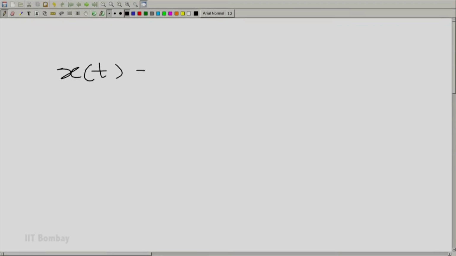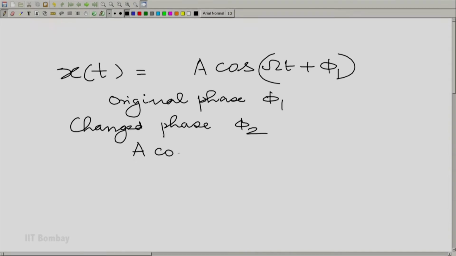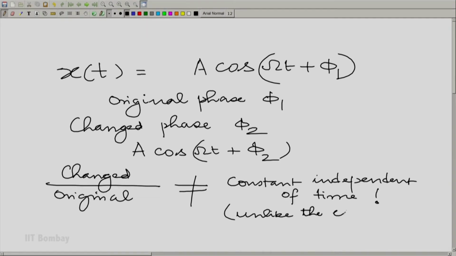Let us assume that we begin with a sine wave described by A cos(omega t plus phi). In fact, here we have an original phase of phi 1, and the changed phase is phi 2. So I have A cos(omega t plus phi 2) after changing the phase. Now, the changed waveform divided by the original waveform is not a constant independent of time, unlike the change of amplitude. So, when we change the phase, there is a problem. It is not so easy to describe.